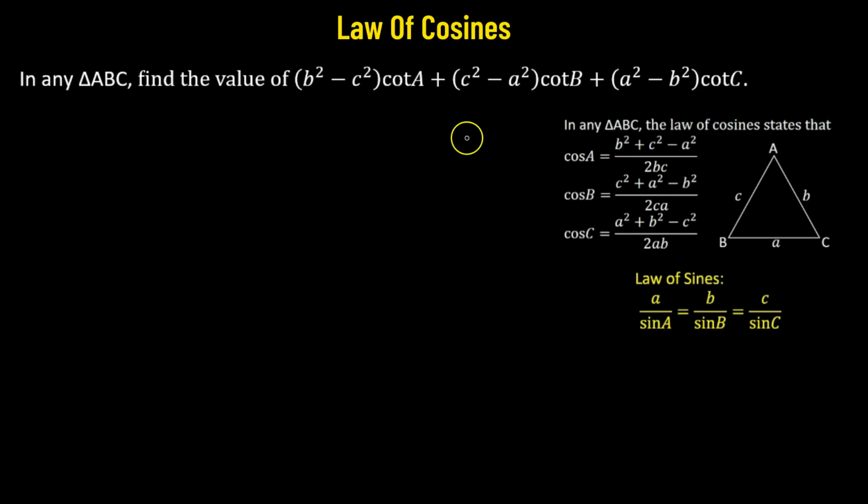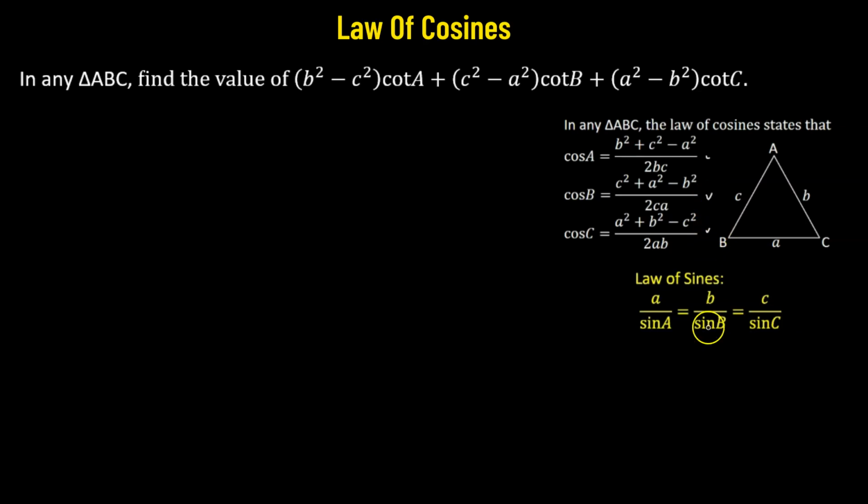So here we have a triangle ABC, and the sides opposite to angles A, B, C are represented by the lowercase letters a, b, c respectively. Then the law of cosine states that cosine of angle A, cosine of angle B, and cosine of angle C can be represented in terms of its sides as shown here.